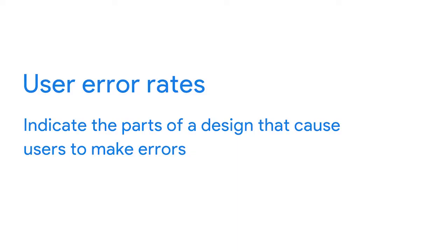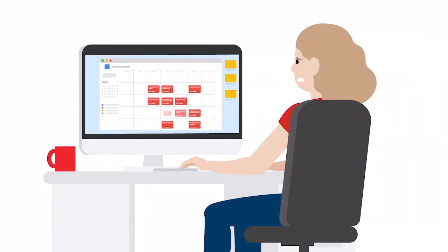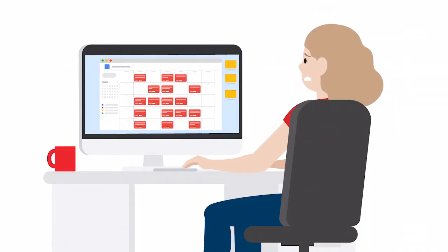The third KPI, user error rates, indicate the parts of a design that cause users to make errors. An example might be that they click on the wrong icon when trying to check out their cart. The user error rates help point to areas where you need to make improvements to the UX. Keep in mind, though, that just because a design element has a low error rate doesn't necessarily mean it's a strong design. Study participants could use the product correctly, but still not understand what they're doing. This can cause as much frustration as not being able to complete an action.